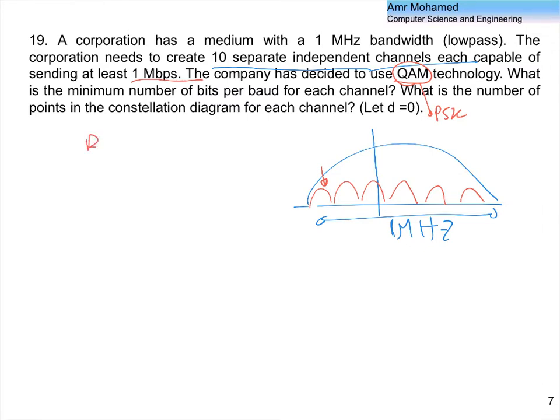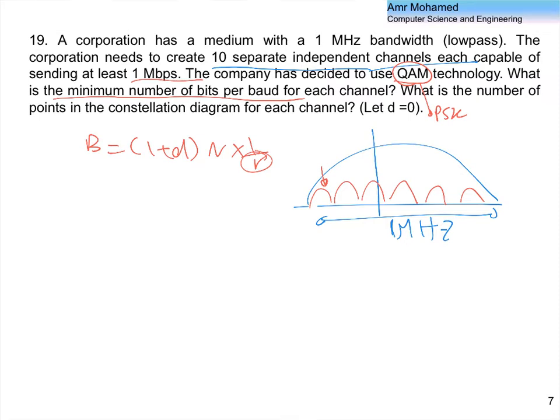And we know that the bandwidth equals 1 plus d times n times 1 over r. So what is the minimum number of bits per baud? This is r. That is, how many bits can be represented by one symbol? So that's r, basically. So what is the number of points in the constellation diagram?